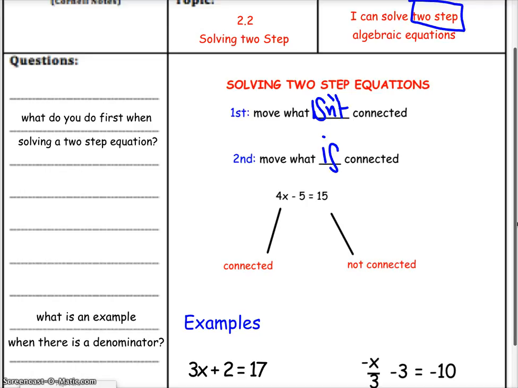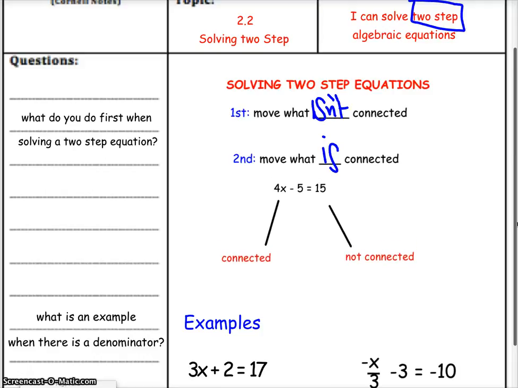So this is kind of a bad example, the way that it got scaled. But I want you to visualize that this 5 is not sticking to the variable. It's got some space between the variable and it. And the 4 is what's sticking to it, what's connected.